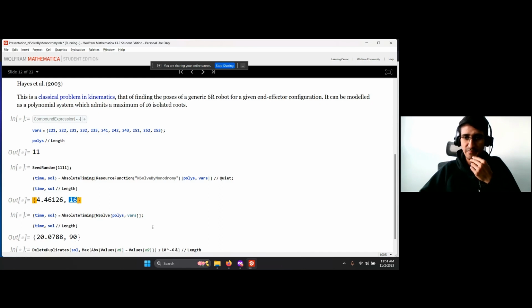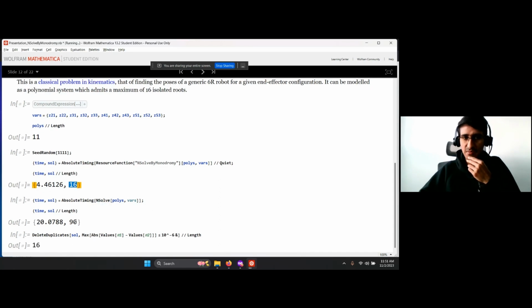NSolve can also find them, but in the current capability, it returns a lot of what are called spurious roots or repeated roots, because it uses some other resultant-based techniques that result in spurious roots. And once you delete the duplicates, you see that it corresponds to what NSolve by Monodromy returns.